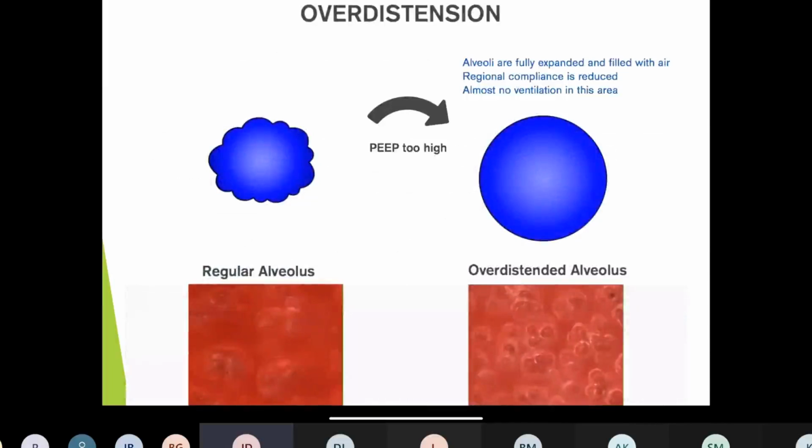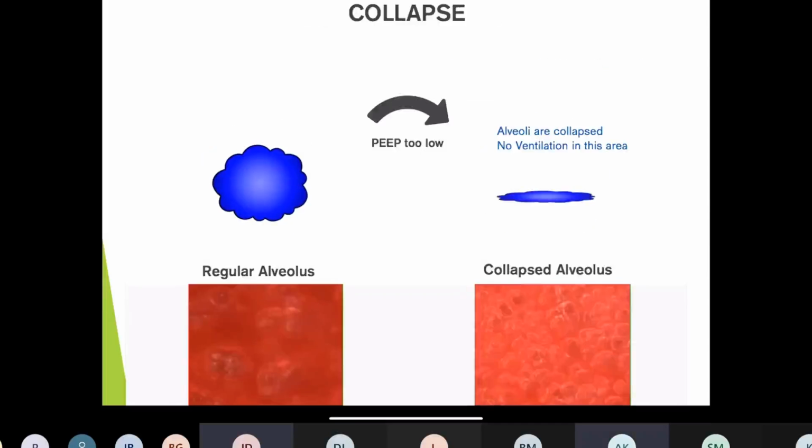So what is over distension? If your PEEP is higher than the required PEEP, it will cause over distension. What is happening when you are over distending the lung or the alveoli? It is already over distended. There is no compliance to ventilate this specific alveoli, and it is also reducing the gas exchange. A normal regular alveolus is supposed to deflate and inflate, but an over distended alveolus is kept over distended, which means there is no ventilation happening inside this alveolus.